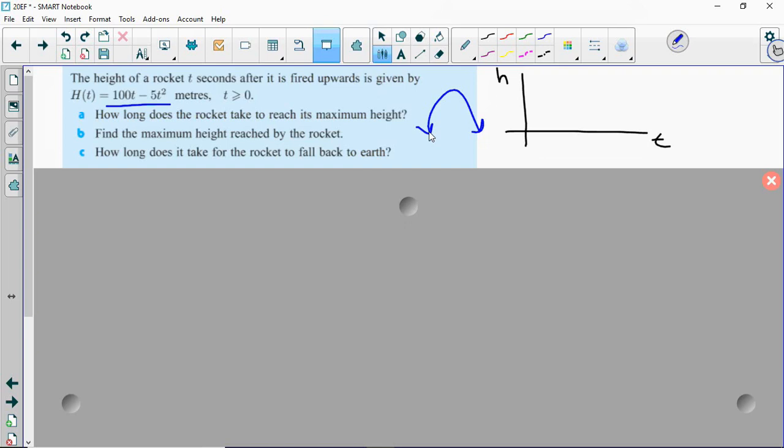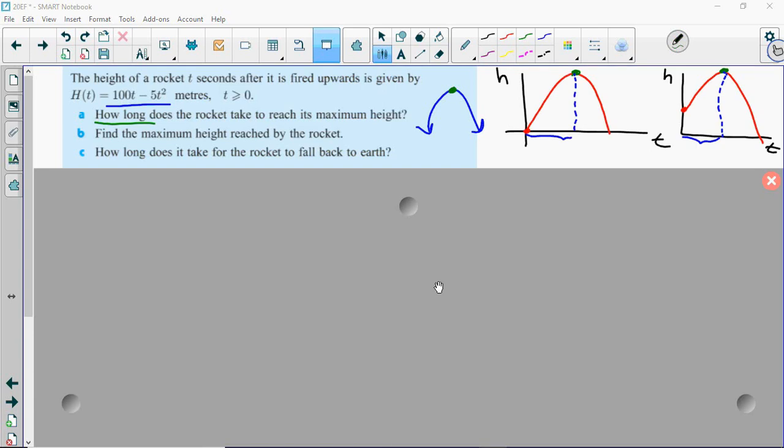Now, question A asks, how long does it take? So first of all, the answer that we're giving should be a t value, right? Since it's asking for a length of time. How long does it take for it to reach its maximum height? So this is an optimization problem. It's asking for us to find the vertex.